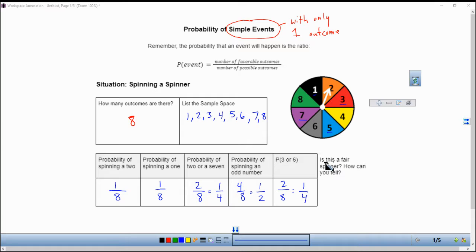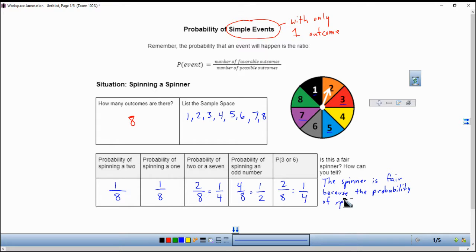So the last question is a little different. It says, is this a fair spinner? How can you tell? When something is fair, it means that every possible outcome has an equal chance. So we would say this spinner is fair because the probability of spinning each number is the same.